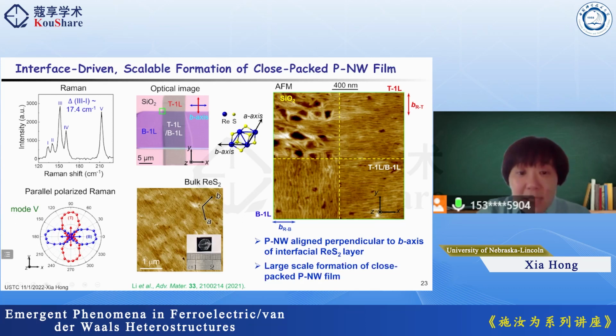This approach is highly scalable. What's shown here is a sample close to 1 centimeter in size, and we have formed large-scale nanowire films on the whole surface of this sample.